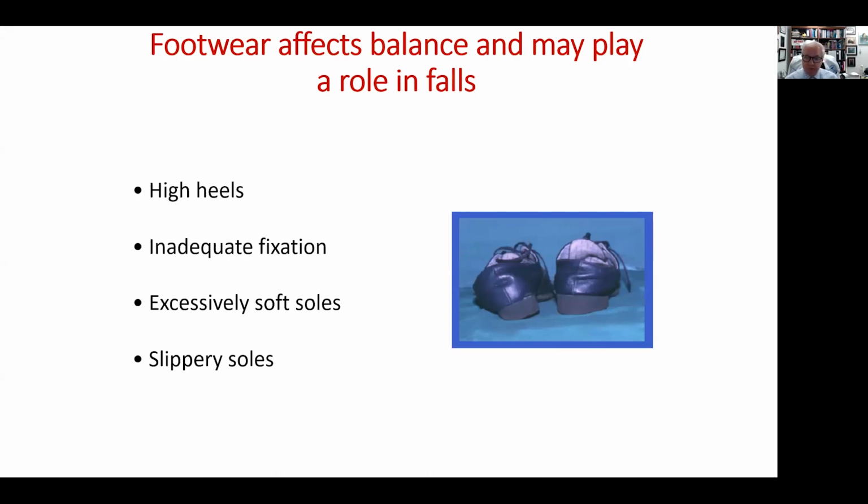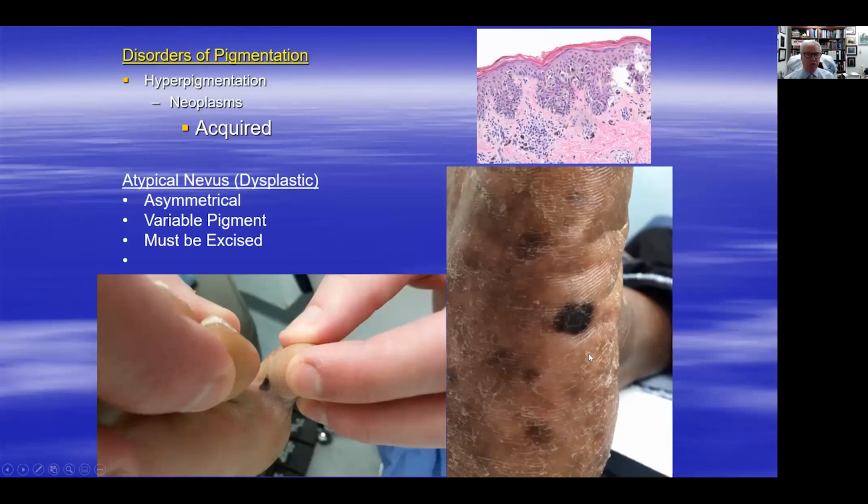Older people on fixed incomes can't afford good quality shoes. It's not uncommon. They come in with shoes that look like this. This is a fall waiting to happen. So we're not just looking at the feet, we're looking at the shoes.